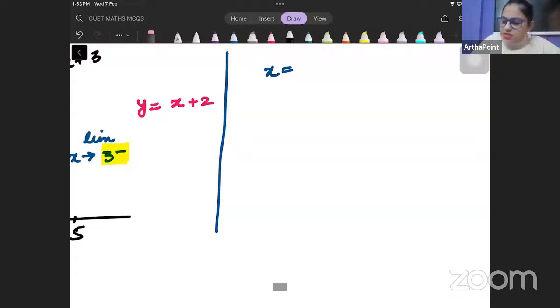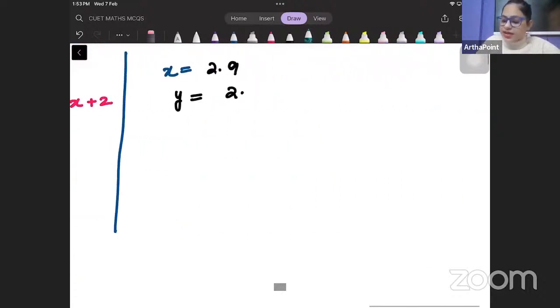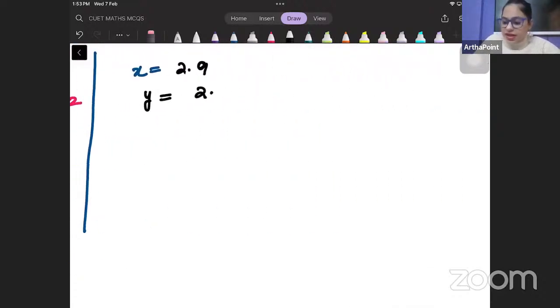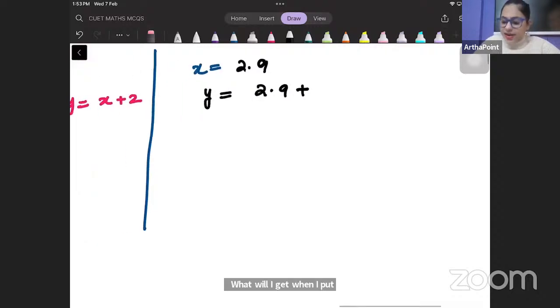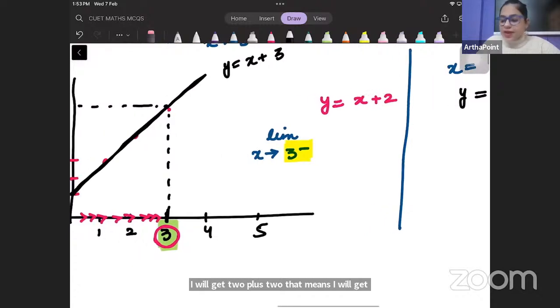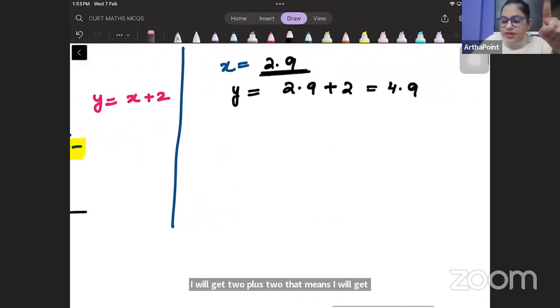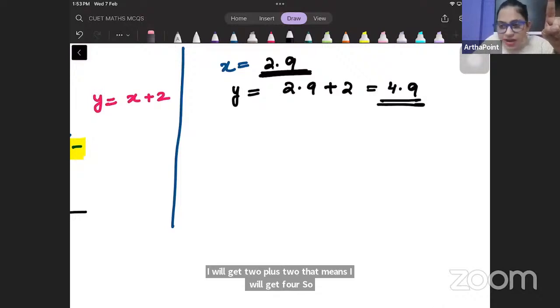So okay, let me start by putting 2.9. What answer will we get, children? Y is equal to 2. Sorry, this will be 5, no. 3 plus 2 is 5. I just wrote 6. What will I get when I put 2.9? I will get 2.9 plus 2. That means I will get 4.9. So when I'm putting a value very very close to 3, like I plugged in 2.9, my answer is coming to 4.9.